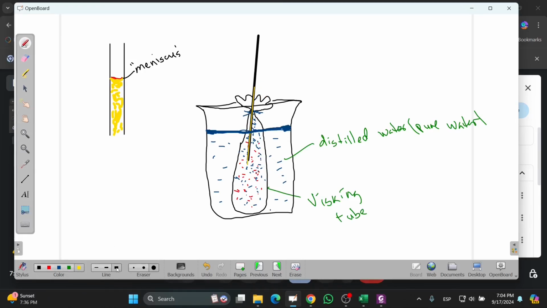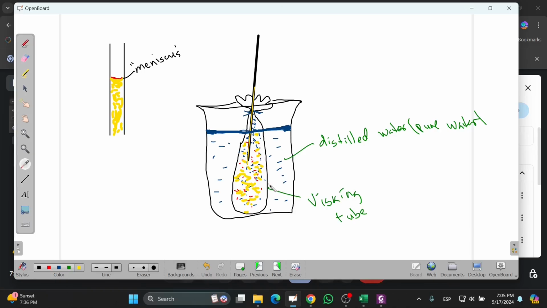So look at where the meniscus is, right at the beginning. Here we have sugar water. I should have used the yellow color. Sugar water. We have pure water outside. Now guess what? What do you think will happen 2 hours after? Think.